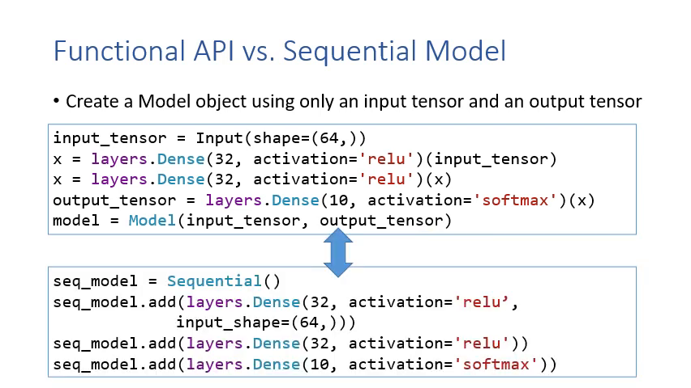Let's compare with our original sequential model. So before this class, we were using the sequential function, right? So we call the sequential function to create a sequential model, and we call the add function to add the layers to the model. So that's the difference. Now we don't use the sequential model, right? And we use the layer as a function and pass the tensor to each layer.